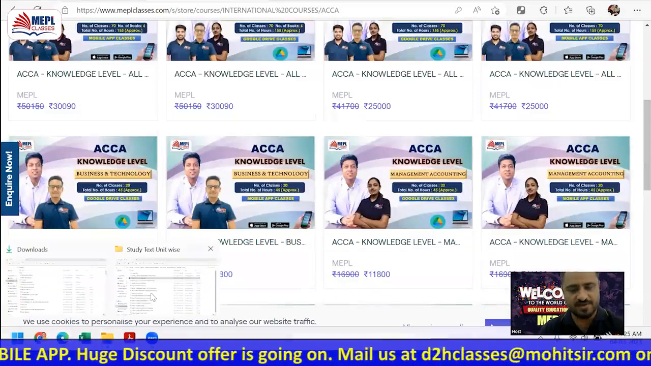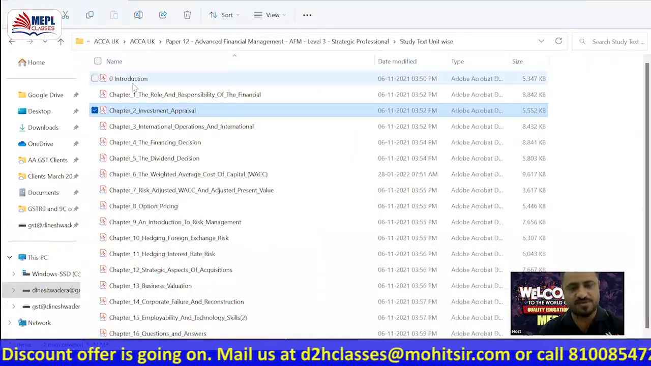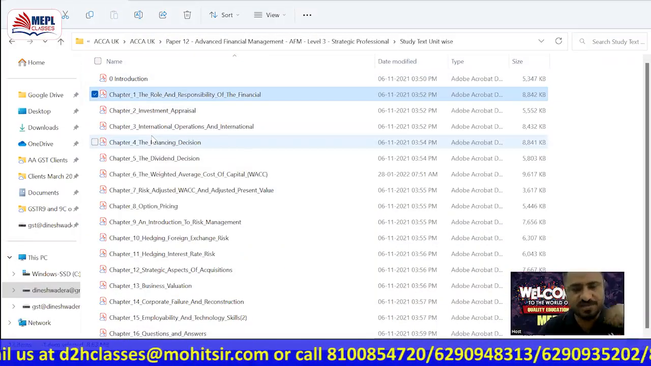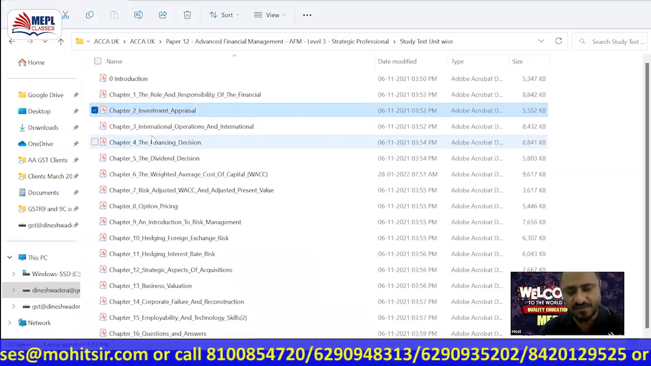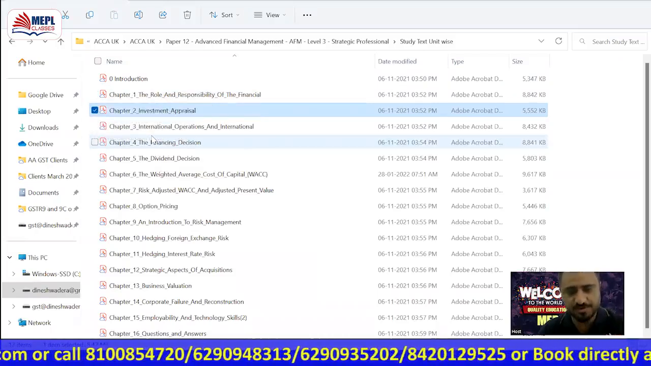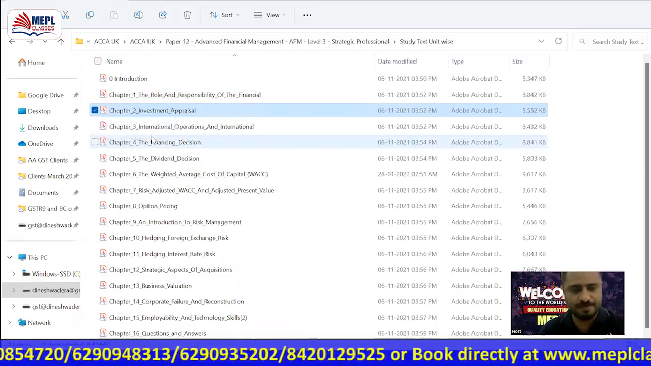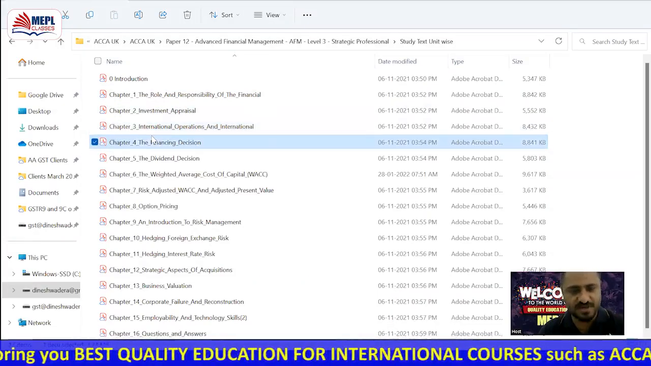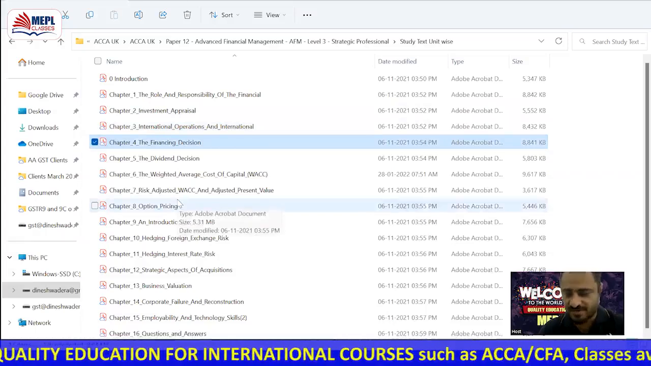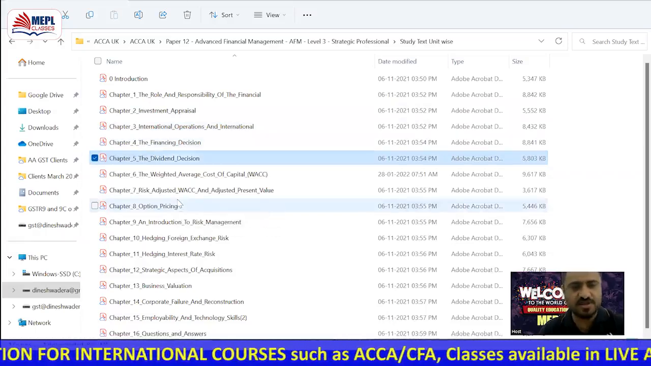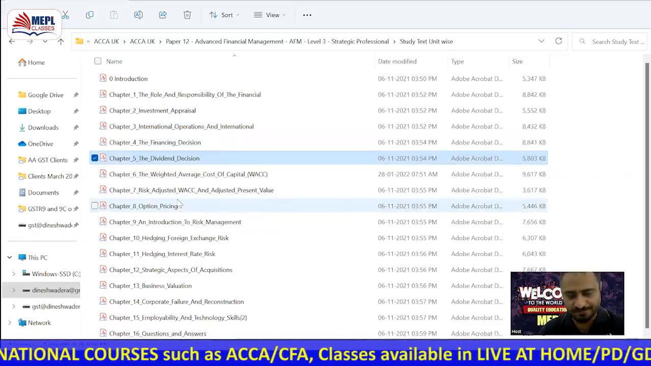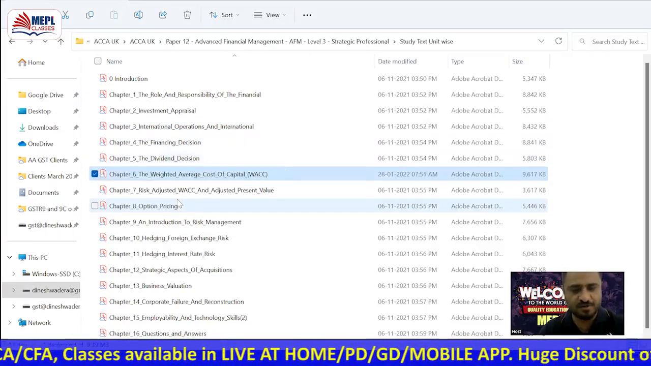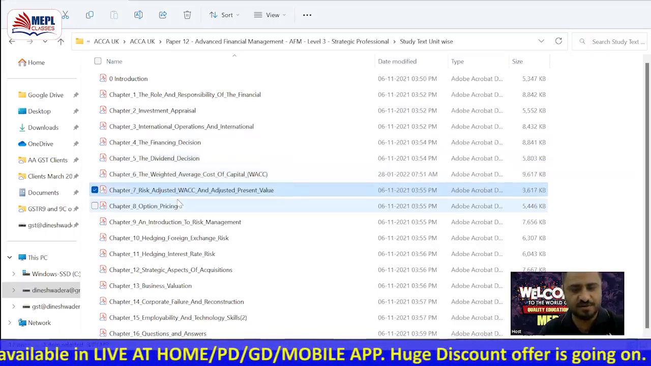Now coming further to the units. The first unit is about the role and responsibility of financial management. The second is investment appraisal, which we are going to look at today. Then international operations and international financial management are there. Then, how to make a financing decision is the fourth unit. Then there is a specific unit about the dividend decision. Then there is the weighted average cost of capital and risk-adjusted weighted average cost of capital.